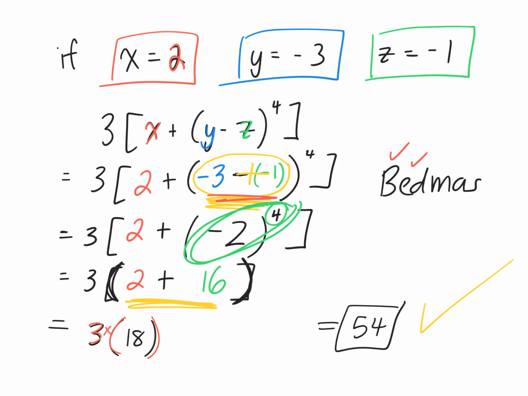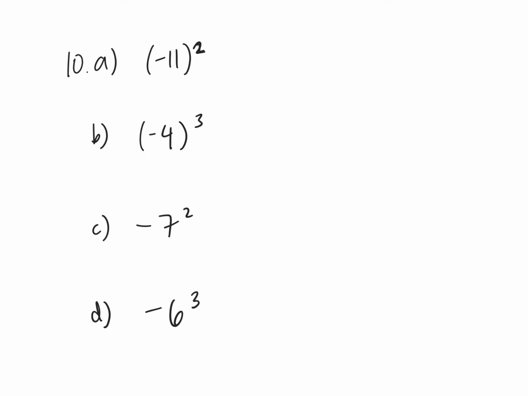Raise your hand if you got 54. Okay. You have to pay attention to if there are brackets and if there's negatives. If the base is negative and the exponent is an even number, your answer will always be what? Okay, what's 11 squared? 11 times 11? So this one would be positive.